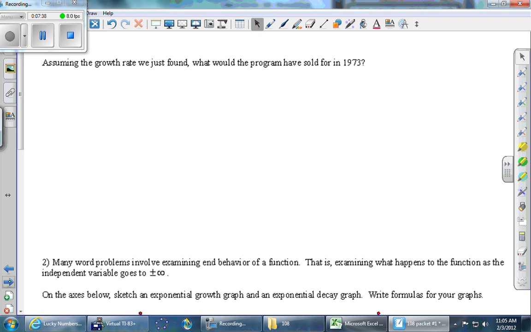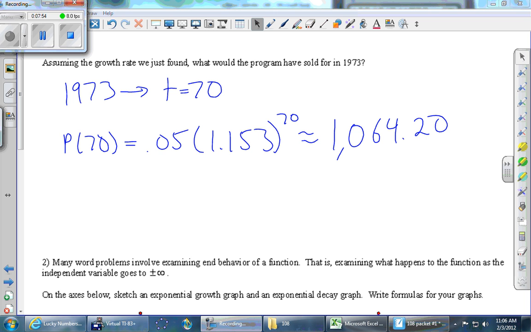Okay, so we'll go to the next page. Assuming the growth rate that we just found, can you check with your neighbors to figure out what the program would have sold for if, instead of waiting until last year, this owner sold it in 1973? Selling in 1973, we have to first find what value of T that is. That was 70 for our definition, and then we plug into the formula and we get about $1,000.